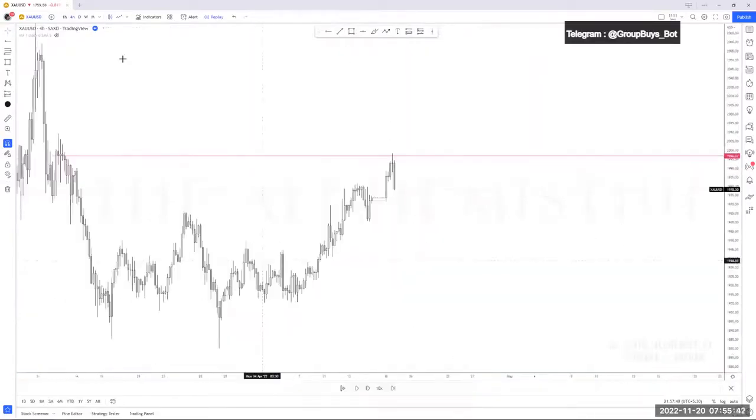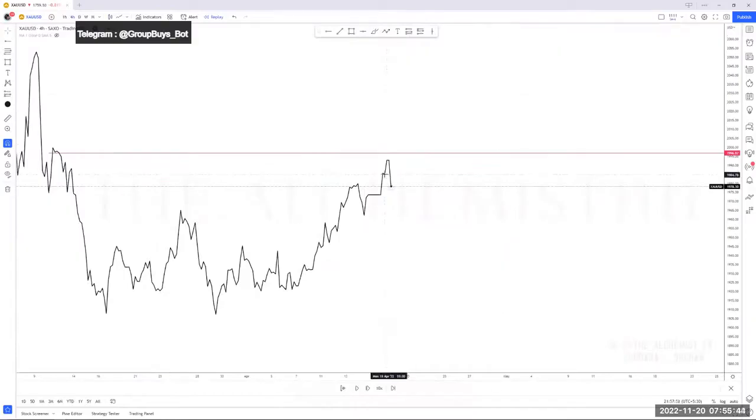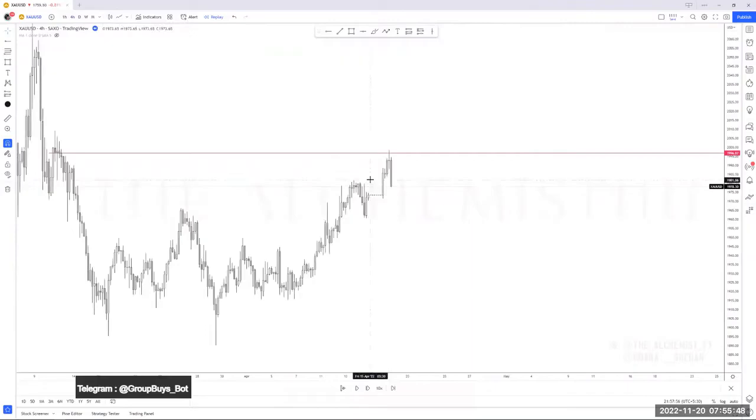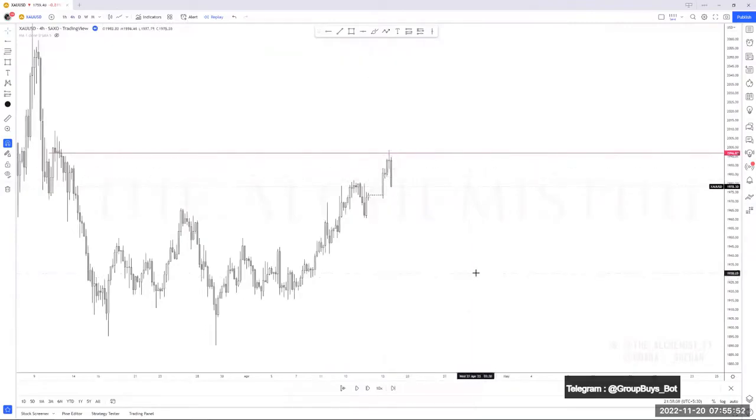Can you see it? Breakout of structure. Can you see it? Very clear breakout of structure. So we have the confirmation. Daily has tapped into daily, closed below the daily. The 4-hour has broken structure.